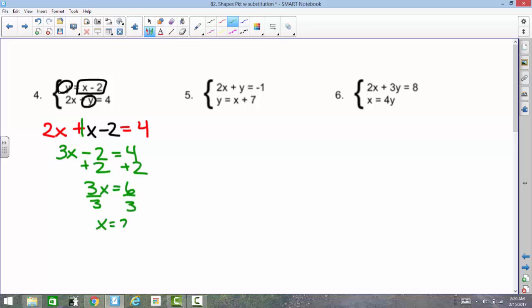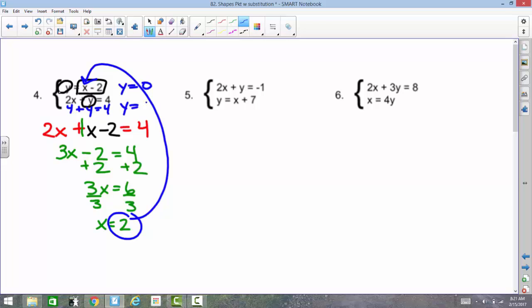So x equals 2. Then you're going to plug the 2 back into the initial one, either one. If you plug it into the top, you get y equals 0. If you want to check and plug it into the bottom, you would have 2 times 2 is 4. 4 plus y equals 4, so y equals 0 for both. So now again, you know you're correct. 2, 0 is your ordered pair solution.